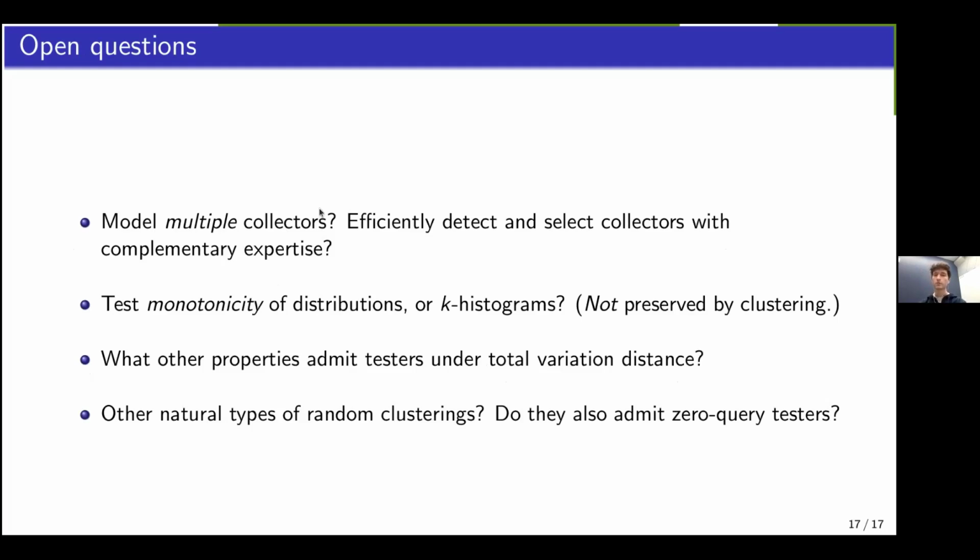One is, how can we combine the expertise of multiple collectors? If we have multiple collectors available, can we automatically detect and efficiently combine their expertise for better decision-making? Also, testing other properties of distributions, for example, monotonicity or k-histograms, which are not preserved by clustering. Or third, are there other properties that also admit testers under the stronger total variation distance? And finally, are there other natural types of random clusterings that are worth studying? And if so, do they also admit zero query testers?